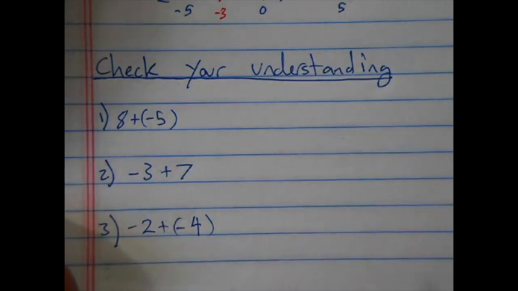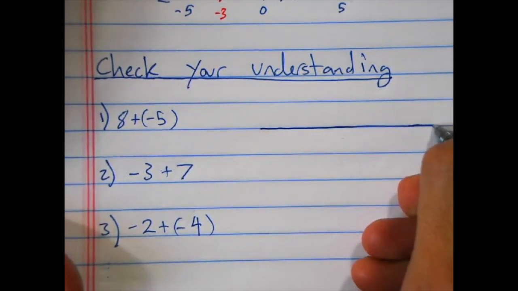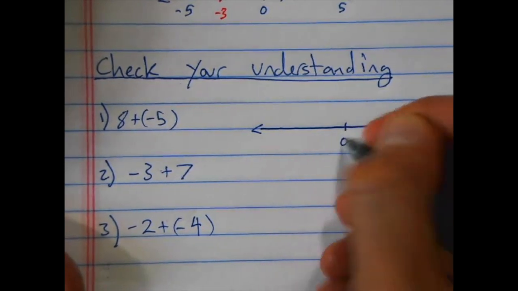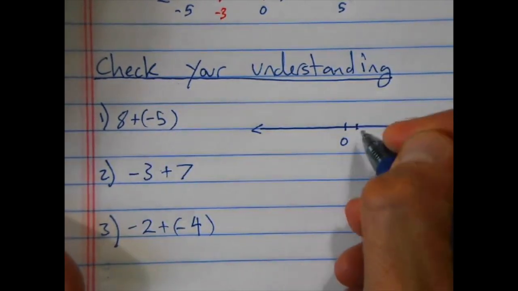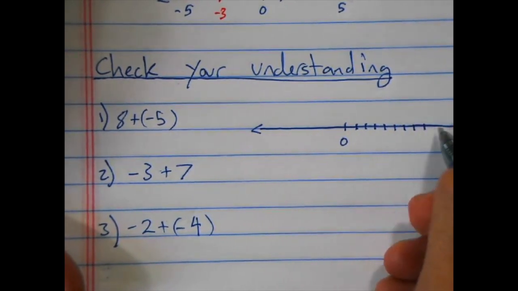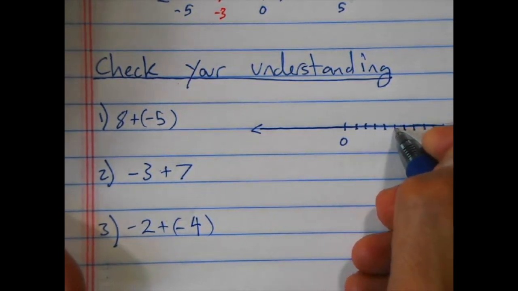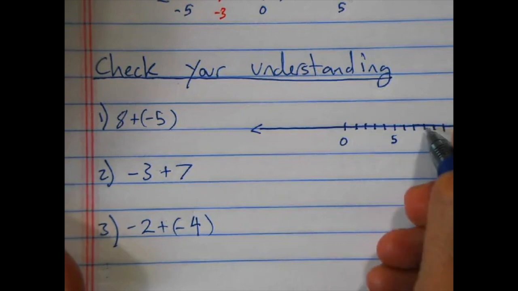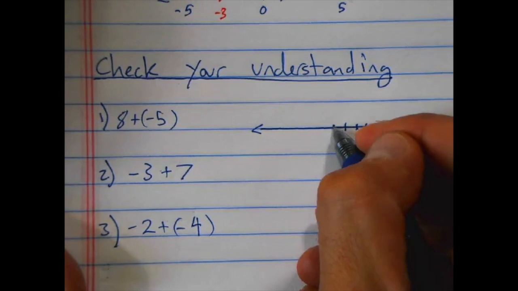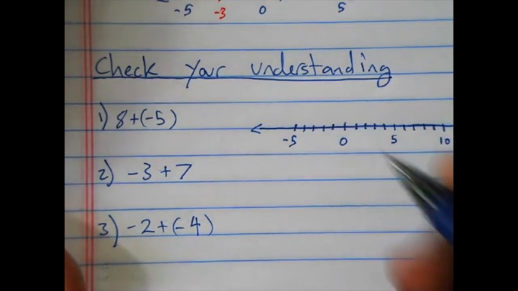Okay, number 1, 8 plus negative 5. I'm going to start out by drawing a number line. I'm going to put 0 in there, and I know I'm going to need at least 8 tick marks. So 1, 2, 3, 4, 5, 6, 7, 8. Let's go ahead and put 9, 10. I always like to put 5 in there. 6, 7, 8, 9, and 10. On the other side, we've got 1, 2, 3, 4, 5, and I'm just going to stop at negative 5.